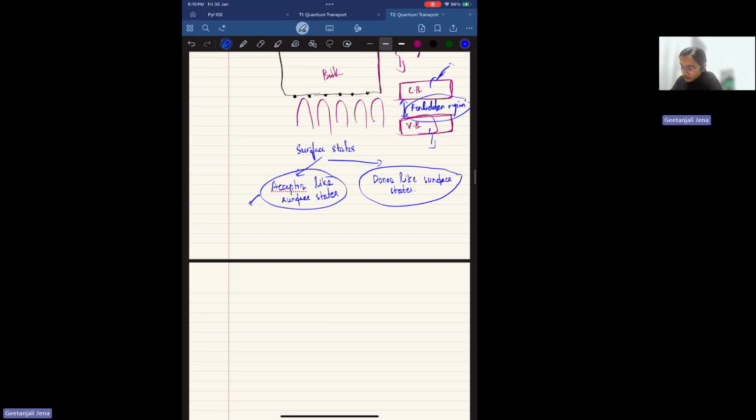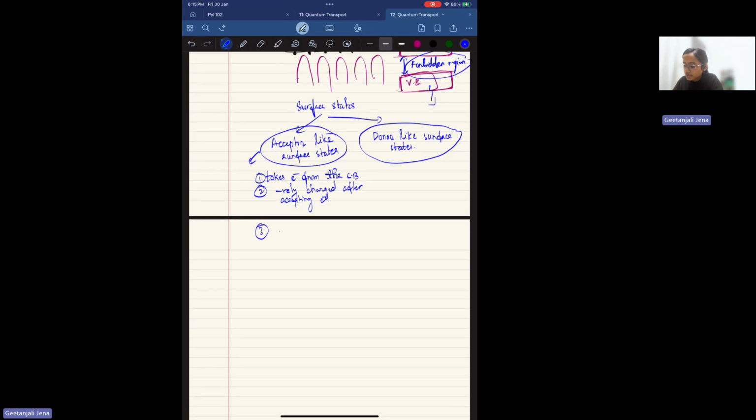If we look at the first one, acceptor-like surface states, that means it takes electrons from the conduction band of the system. When it takes an electron, it gets negatively charged after accepting the electron from the conduction band. These states are neutral when empty. So in the initial state, when it is not accepting, it will be neutral, but after accepting the electron, it will become a negatively charged state.